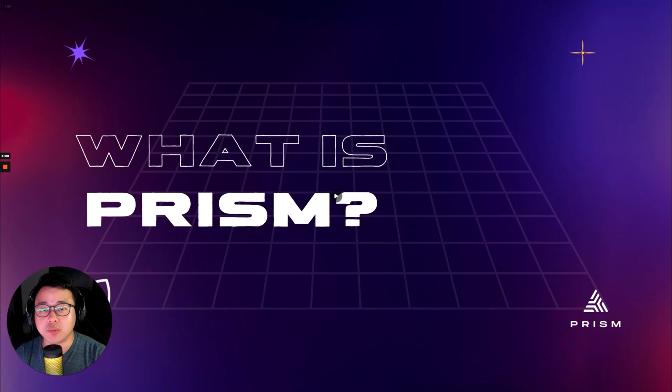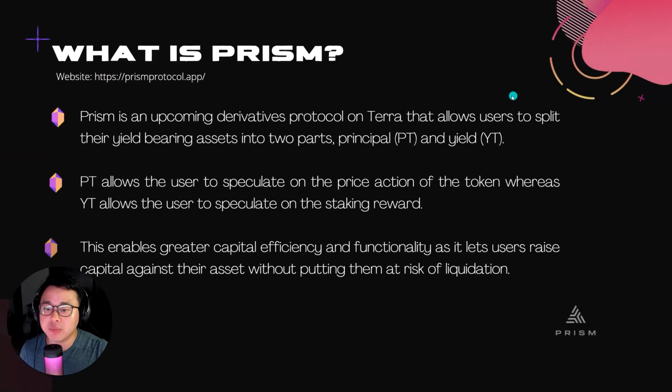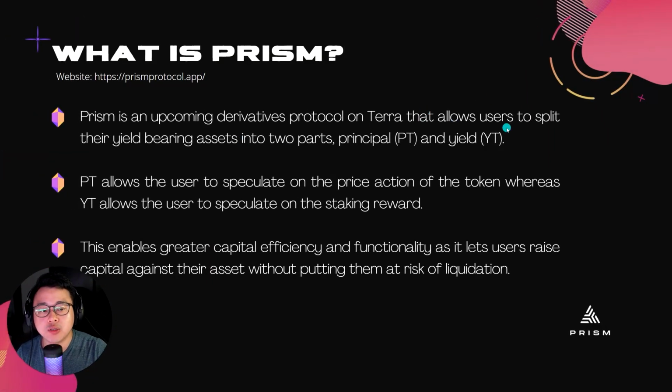So what is Prism? Prism, like I mentioned earlier, is basically a protocol that allows users to split yield-bearing assets into two parts, the principal and the yield component. And basically, the principal token allows the users to speculate on the price action of the token, whereas the yield token allows the user to speculate on the staking reward, also known as the staking yield. And this enables greater capital efficiency and functionality. So let's explore how this is actually done.